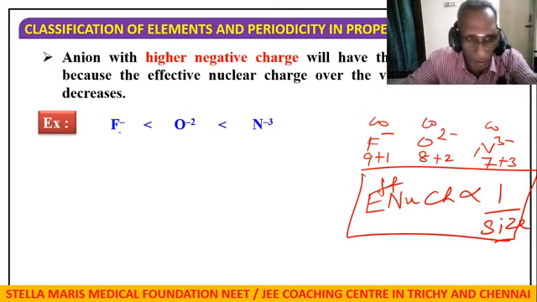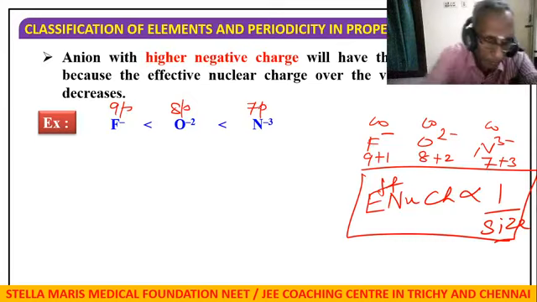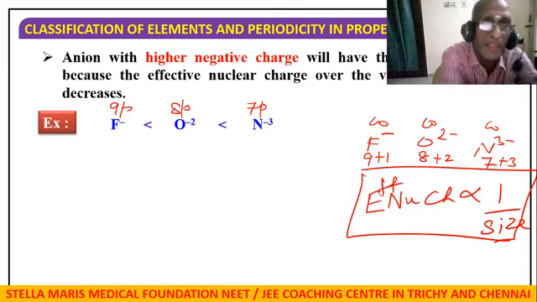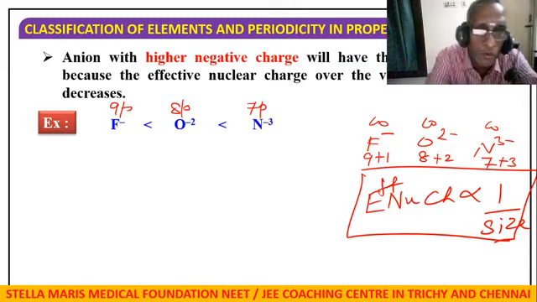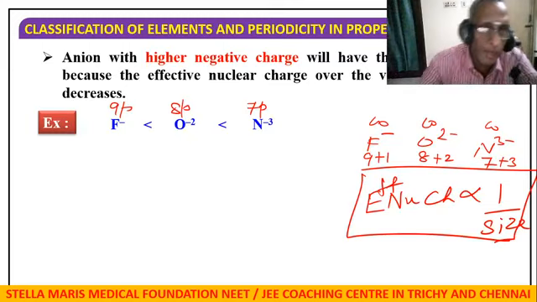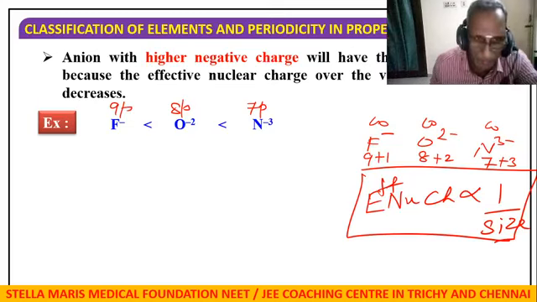But the 10 electrons are controlled by 9 protons in fluorine, 8 protons in oxygen, 7 protons in nitride. So only 7 protons are there, but 10 electrons are there. So the culprit will run away, and if he runs away, distance increases. Distance increases means size increases. So nitride anion has the maximum size, and fluoride anion has the minimum size.